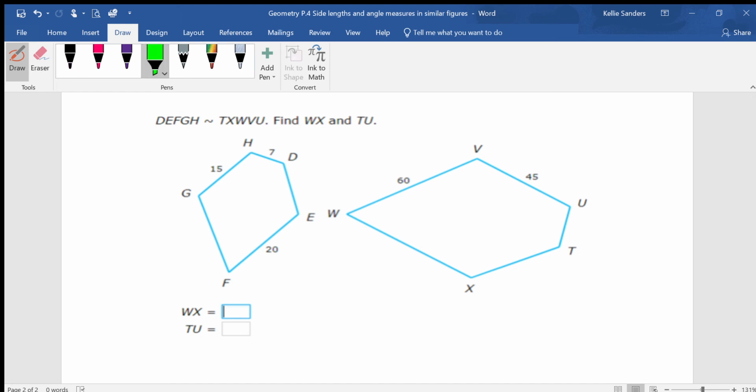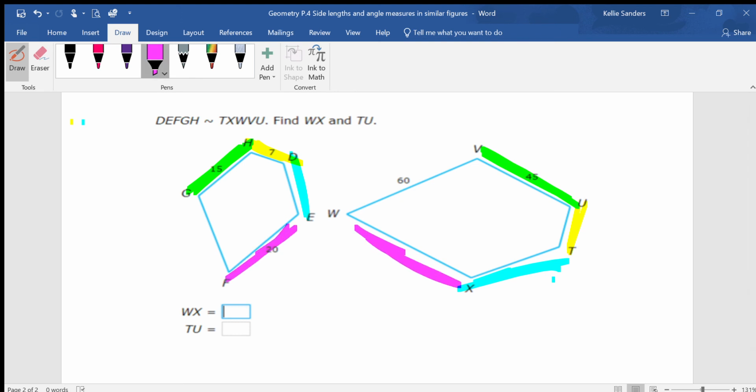Let's just do it in colors this time. GH is UV. DH is TU. DE is TX. Then this one, because it just kind of goes around in a circle. So we know both greens, which is a good thing. If we know both greens, then we're probably going to be able to figure everything else out.